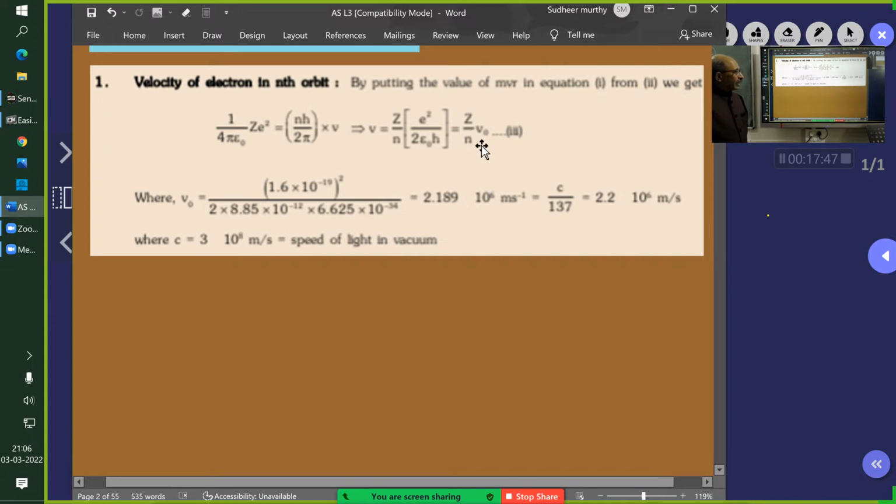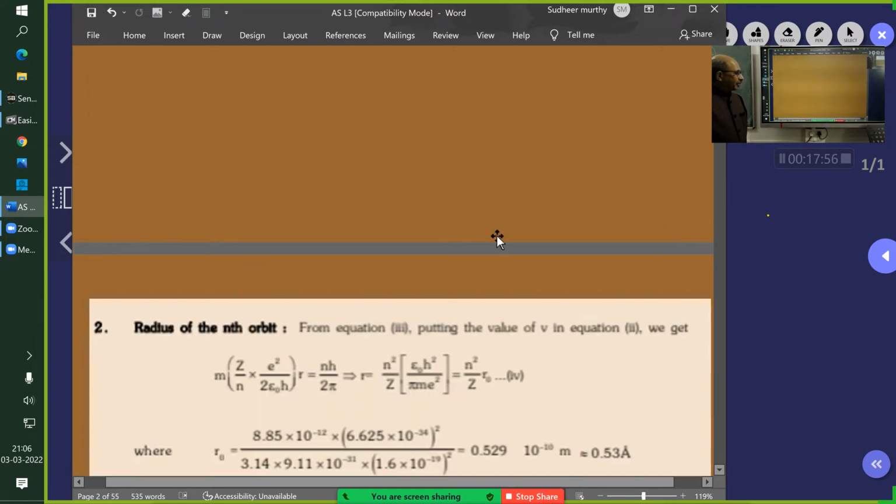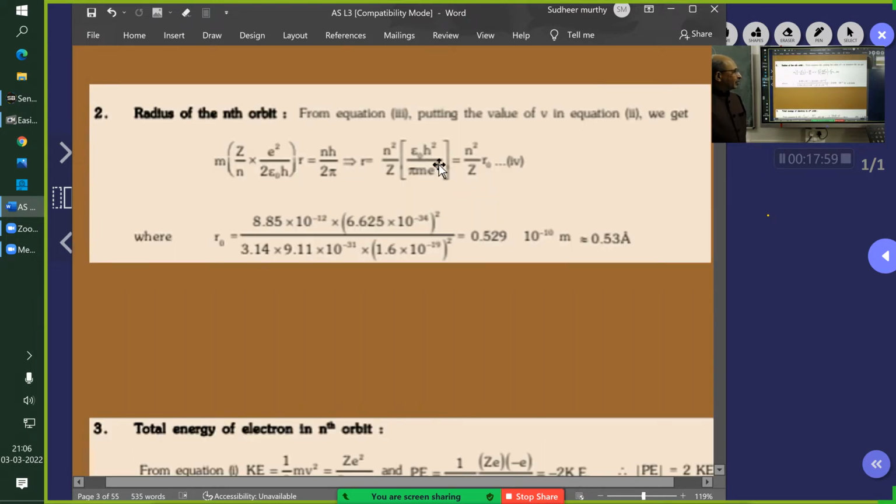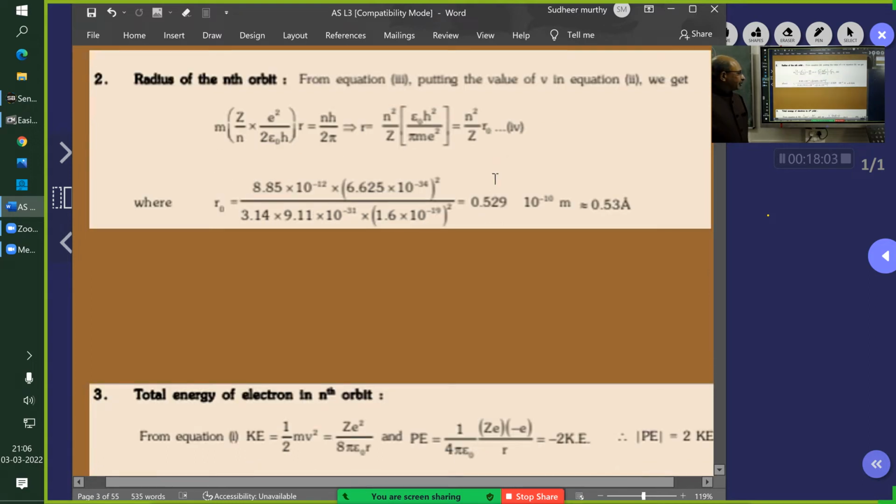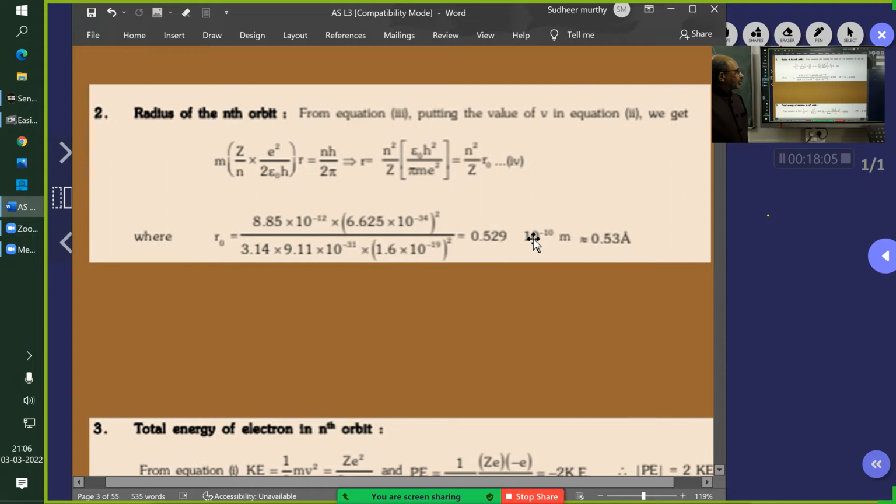Velocity is proportional to Z by N, and V naught is a constant. I suppose you can appreciate this. Similarly, R is a function of N square by Z, and R naught is a constant. You can see here R naught is 0.53 angstroms, 10 to the power of minus 10 meters.